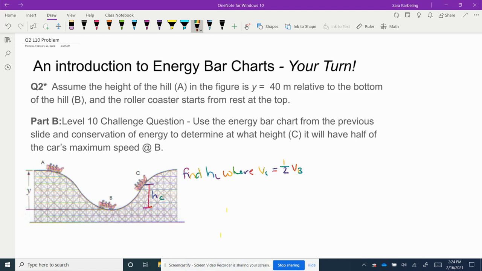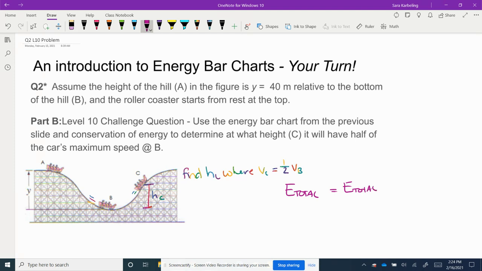So at A, it's not moving. At B, it's moving really fast. And then at C, it's still going, but it's not going nearly as fast. I want to know how high up it goes. So you can look at the energy bar charts to get your head around that. But to actually apply conservation of energy, we really just need to write down that statement. So really what we're saying is that the total energy at any two places has to be equal.